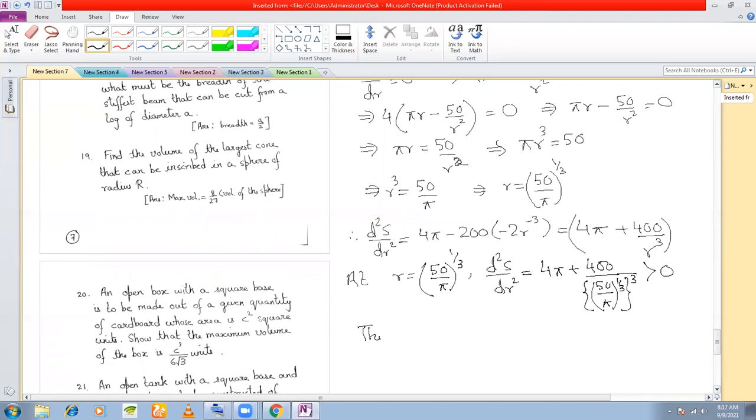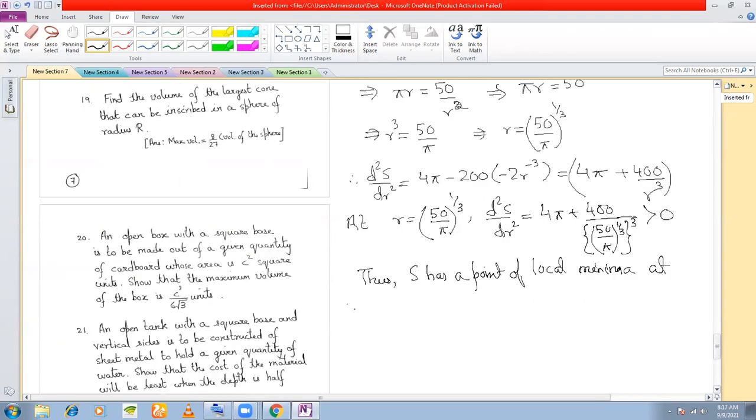Thus, S has a point of local minima. That means the surface area is minimized at r is equal to 50 by pi to the power of 1 by 3.